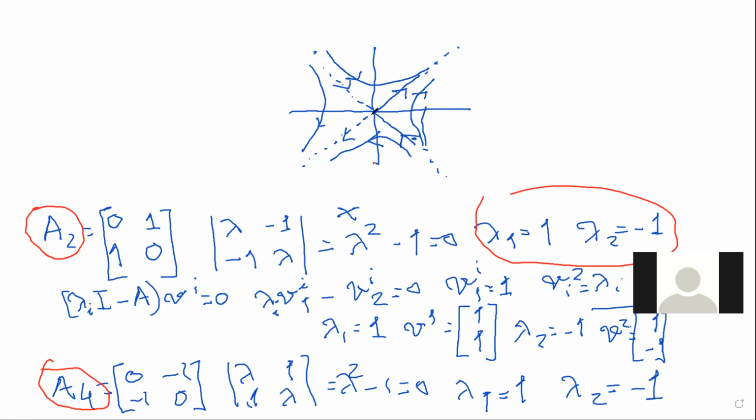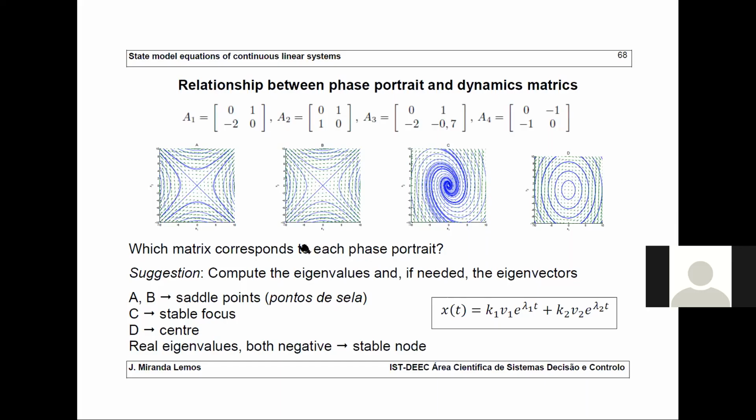So what is the solution? This was for A2. And if you go to the other picture, you are looking for something that moves away in this direction. Actually, the eigenvectors are quite similar. It goes away in this direction and goes to the center along this direction, and this corresponds to A2. So A2 is B, and A4 should be A. Okay? Any question?